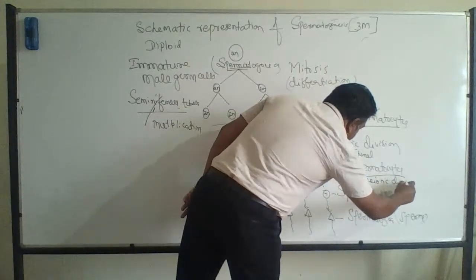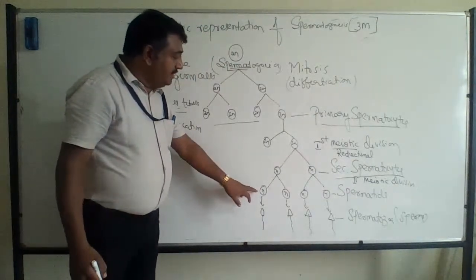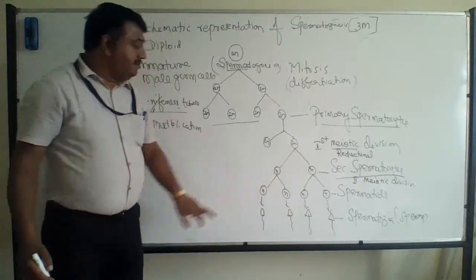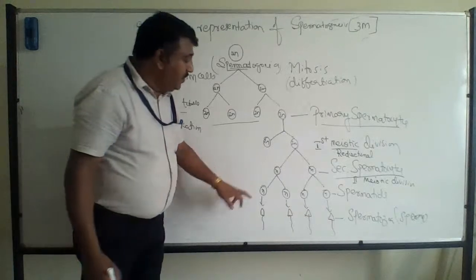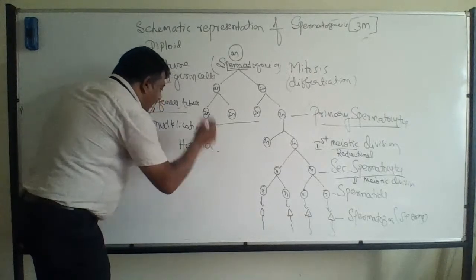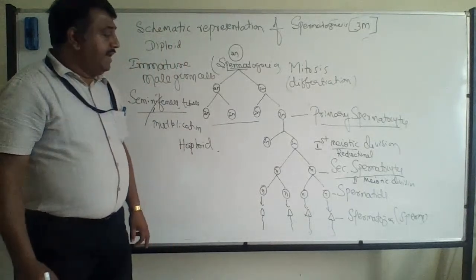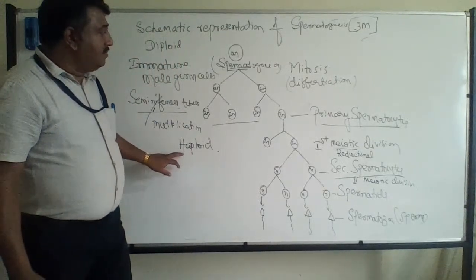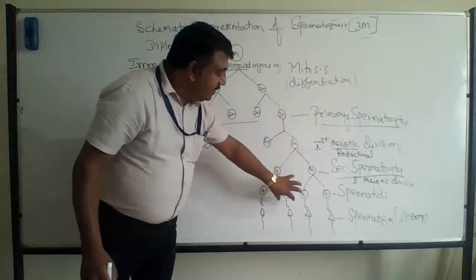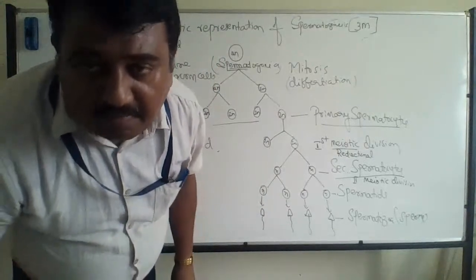The second meiotic division is an equational division. Due to that, we get 4 spermatids with an equal number of chromosomes. These 4 are haploid, which means n number of chromosomes, or one set of chromosomes. This means from a single spermatogonia, we are going to get 4 spermatids.